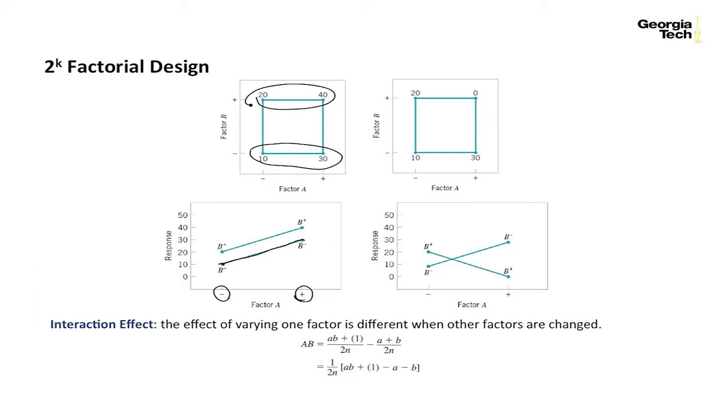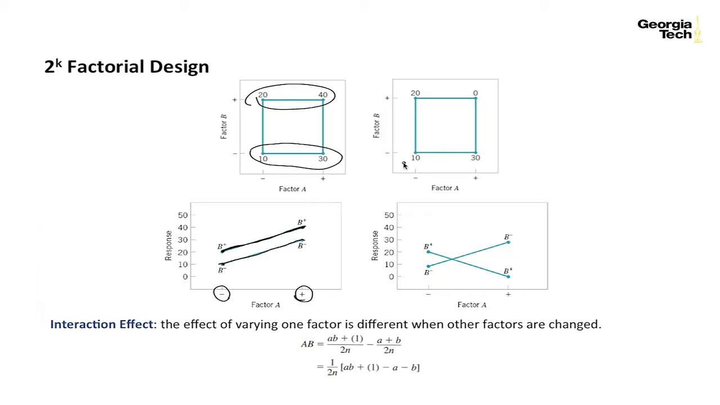When B is high level, A is low, then this value is 20. If both of them are high, this value is 40. So this curve shows the effect of factor A when B is high. And as you can see, these two effects are the same. So the effect of factor A does not depend on the level of factor B. So the interaction in this case is not significant.